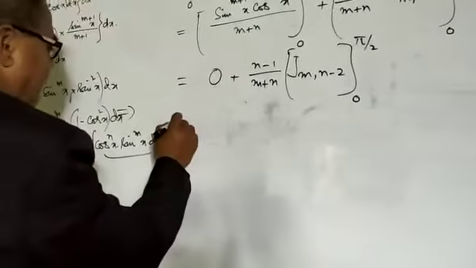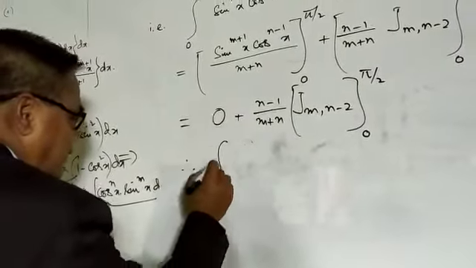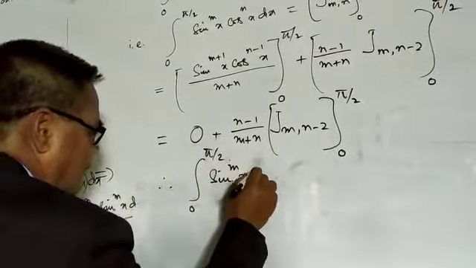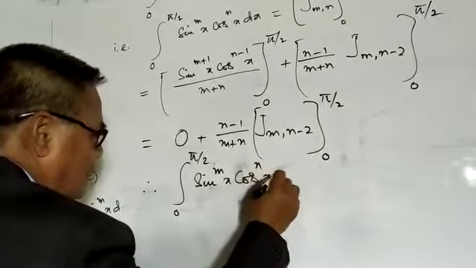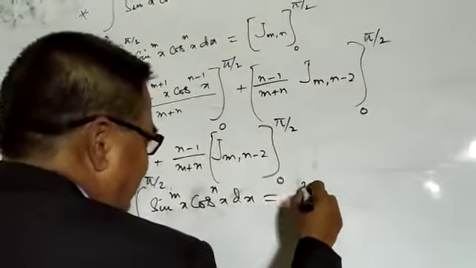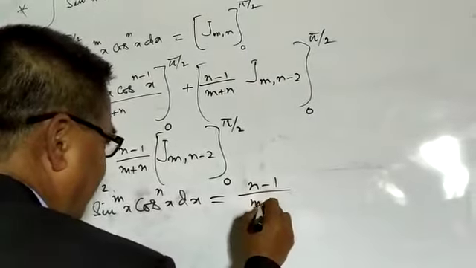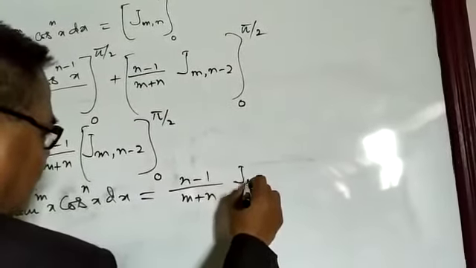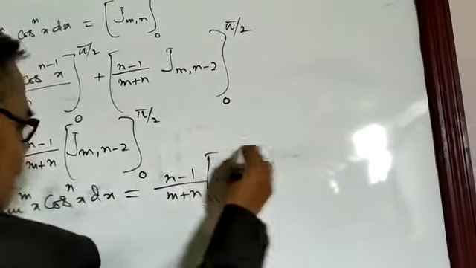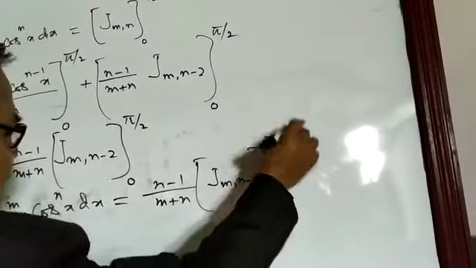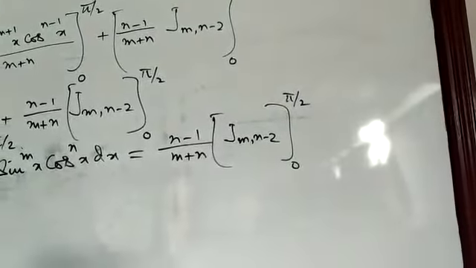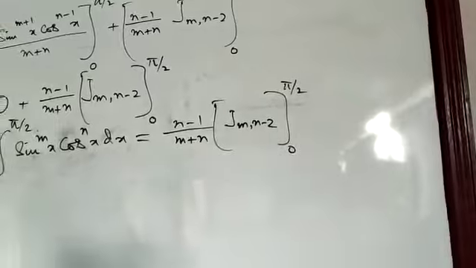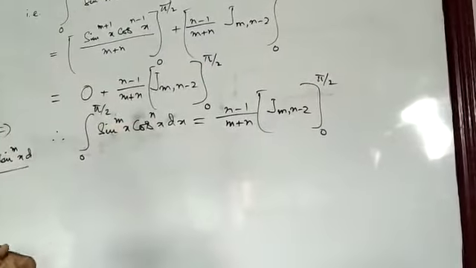So that is, therefore, integration from 0 to pi by 2 is nothing but n minus 1 divided by m plus n, and it is j of m comma n minus 2, the limit 0 to pi by 2. So this is the only limit. So when you get the exact values of these two integers, that is m and n, then you can easily find out the limit of this integration.